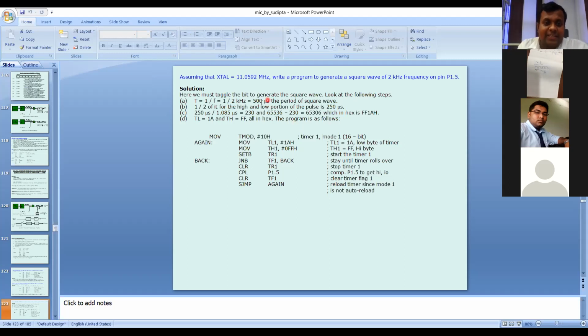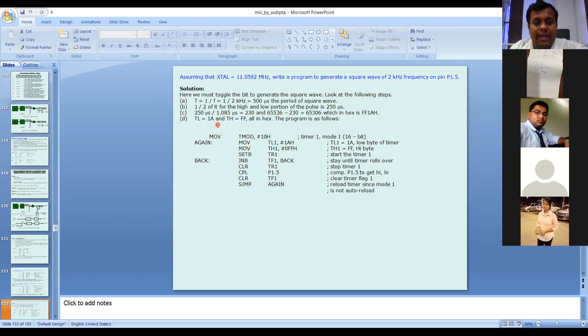Whatever is asked, just see. Assuming the crystal frequency is 11.0592 megahertz. Next, write a program to generate a square wave of 2 kilohertz frequency on pin 1.5. So on pin 1.5, you should generate a square wave. Is it clear? Yes, sir.